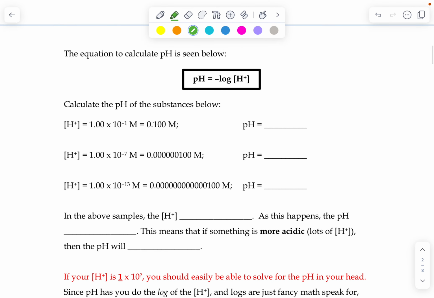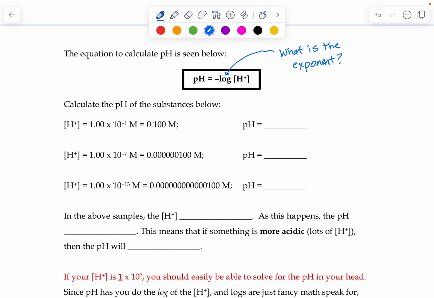Let's start putting these equations into place. So you know that pH is the negative log of the H plus concentration. It asks you to calculate the pH of various chemicals below. Now don't freak out when you see the word log. Log is just fancy math speak for, when you hear that term, what is the exponent? What is the power?